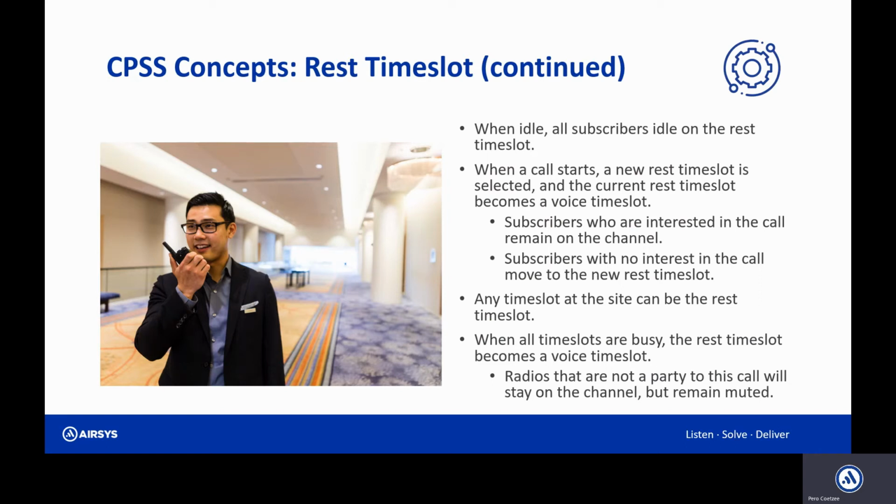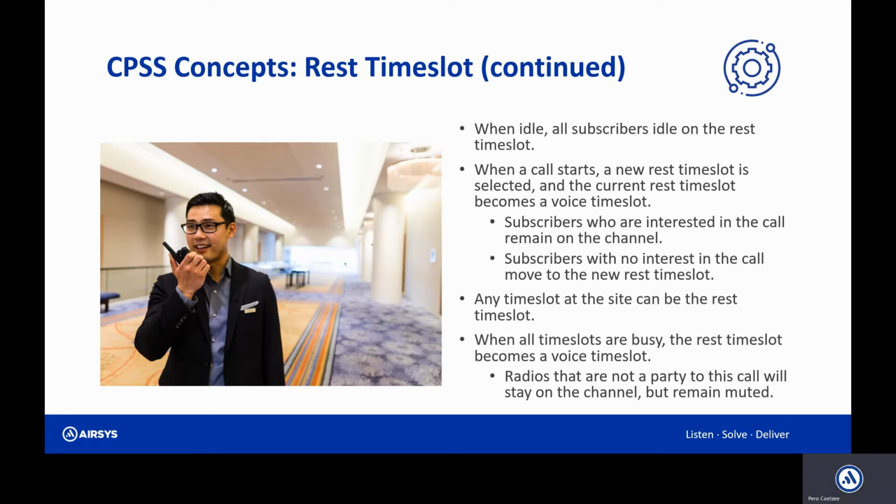So, as I said, when the radios are idle, all the subscribers sit on the rest channel. And when a call starts, the new rest channel is selected, and the current rest channel becomes a voice slot. And if you look at a Capacity Plus system, usually the rest channels will cycle through from the first slot of the first repeater down to the last slot of the last repeater. So it just cycles through the different time slots in the system, and that gives you the available channels that you can make calls on.